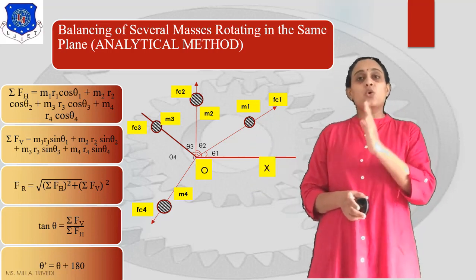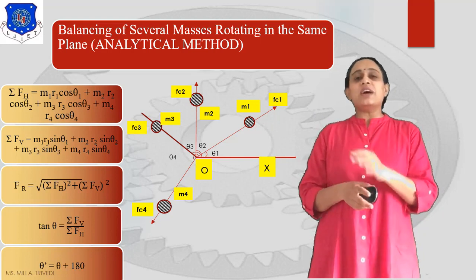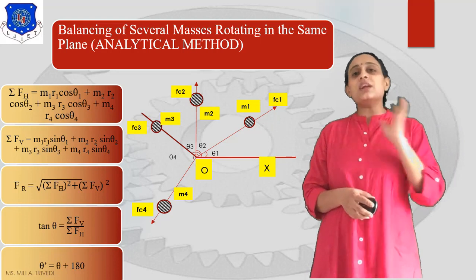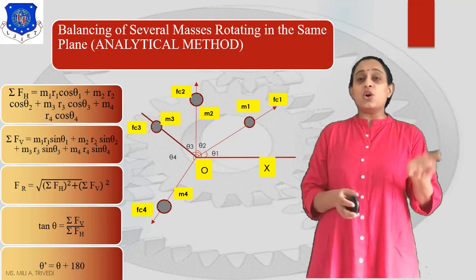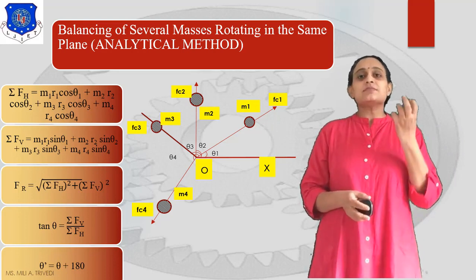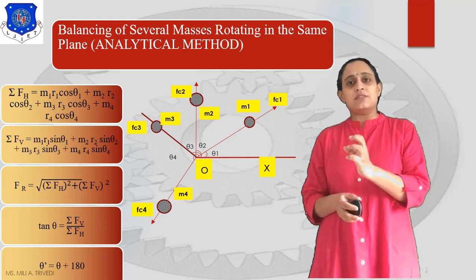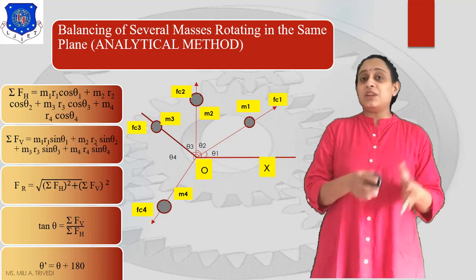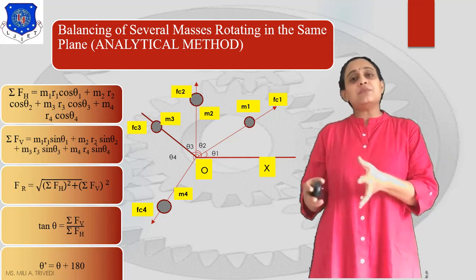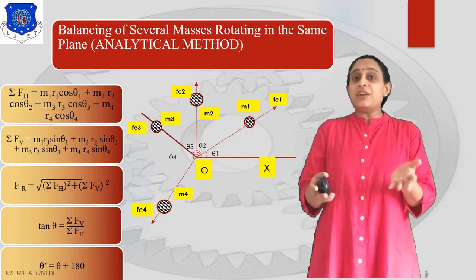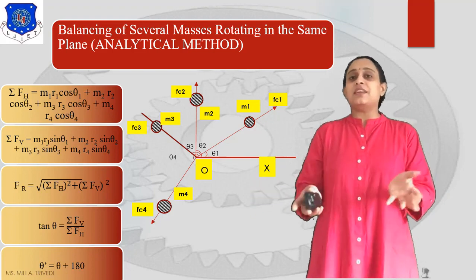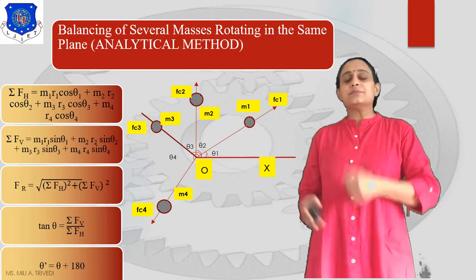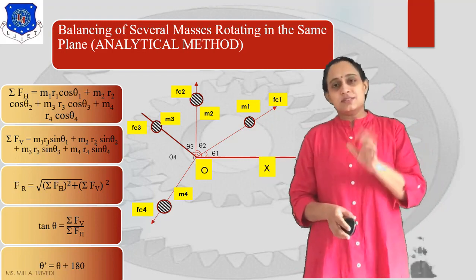Now in our case, what is FC? It is m omega square r. Omega square is constant for everything, hence we can neglect it. So for the horizontal force we write m1r1 cos theta 1 plus m2r2 cos theta 2 plus m3r3 cos theta 3 plus m4r4 cos theta 4, and if we have n masses, plus mnrn cos theta n.